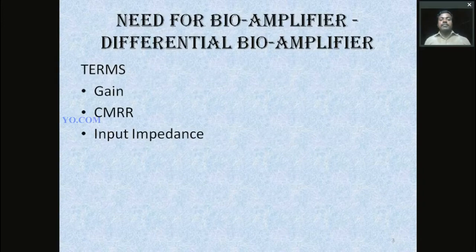Today's session is the need for bioamplifier. First, what is an amplifier? What is a bioamplifier? Generally, an amplifier is an electronic circuit that can amplify a very weak signal to some level. It produces an output in the form of an amplified version of the input signal, in voltage or in current.